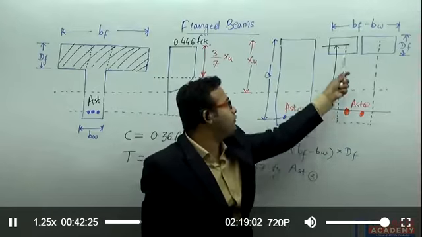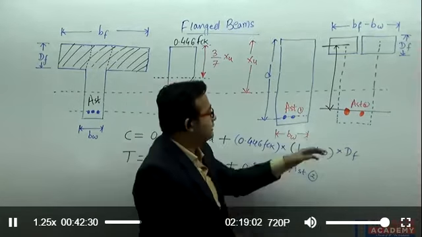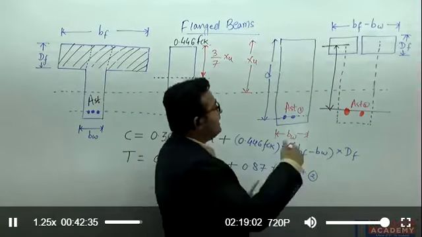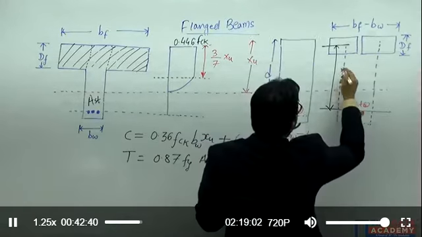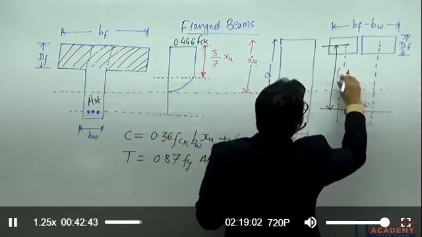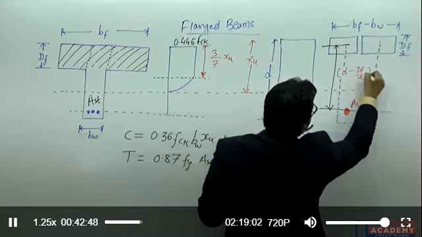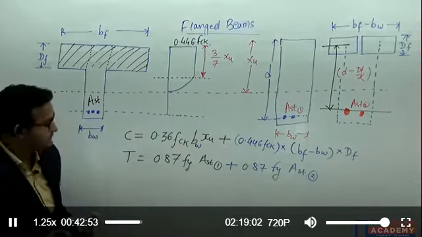It is the distance between the compressive force and the tensile force. So this distance is nothing but the total effective depth minus df by 2. So the lever arm here I can write as D minus df by 2. Right? Now let's calculate the moment of resistance.